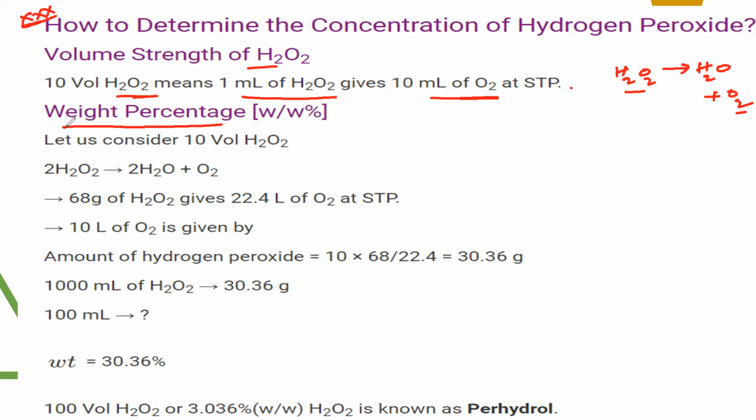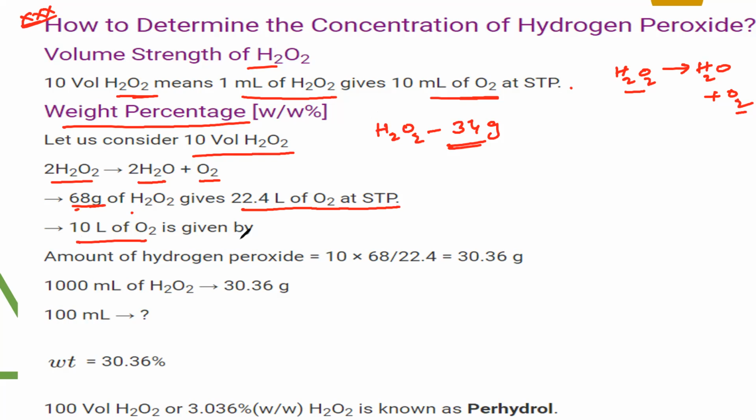So for weight percentage, let us consider 10 volumes of hydrogen peroxide. 2 moles of hydrogen peroxide give 2 moles of water and 1 mole of oxygen gas. The molecular weight of hydrogen peroxide is 34. So 68 grams of hydrogen peroxide gives 22.4 liters of oxygen gas at HTP. So for 10 liters of oxygen, the amount of hydrogen peroxide is equal to 10 into 68 by 22.4, which is 30.36 grams.